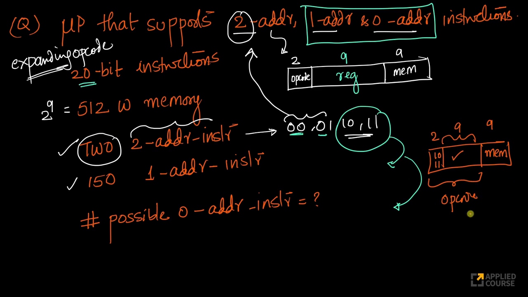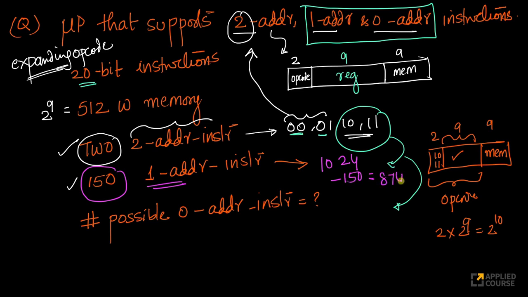So how many possibilities do I have for 1 address instructions? 2 possibilities here and 2 power 9 possibilities here. 2 into 2 power 9 is 2 power 10 possibilities in total. That's the total number of possibilities that I have. And what is 2 power 10? 1024. So I have 1024 possibilities for 1 address instructions, but it says I have only 150 1 address instructions, which means how many possibilities are left? If I subtract 150 from 1024, I get 874. I am left with 874 possibilities.